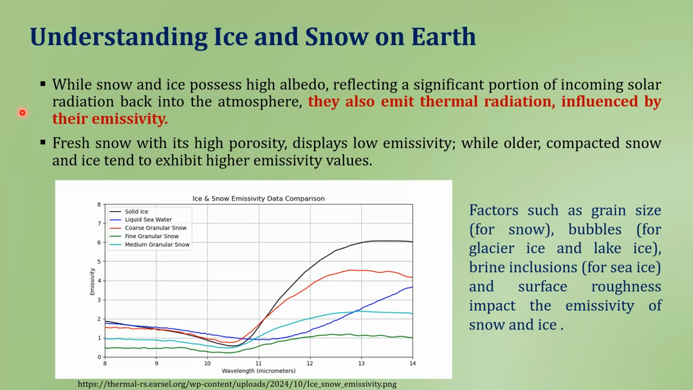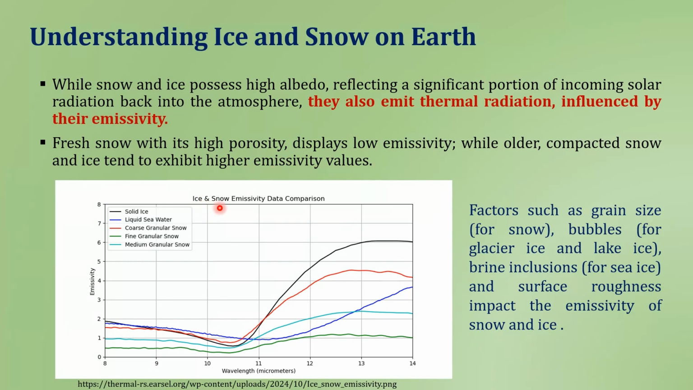Thermal remote sensing is also useful in understanding the ice and snow on the earth. Though ice and snow have high albedo and reflect a significant portion of the incoming solar radiation back into the atmosphere, they also emit thermal radiation, which is influenced by their emissivity. So the fresh snow, which has high porosity, displays low emissivity, while the older compacted snow and ice have a higher emissivity value.